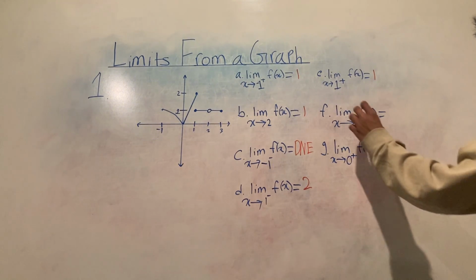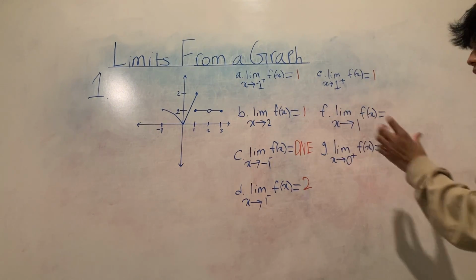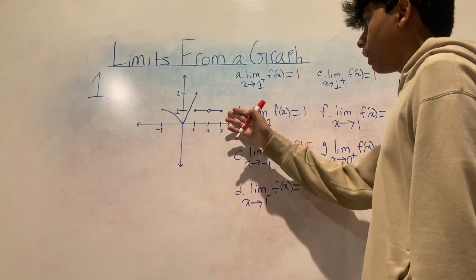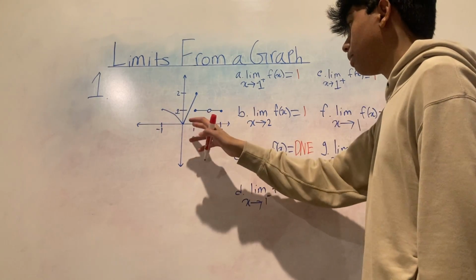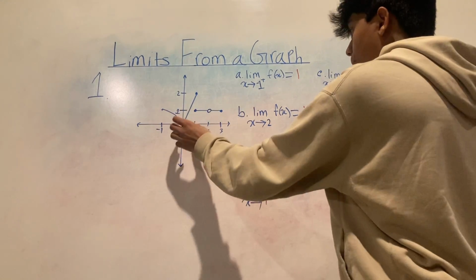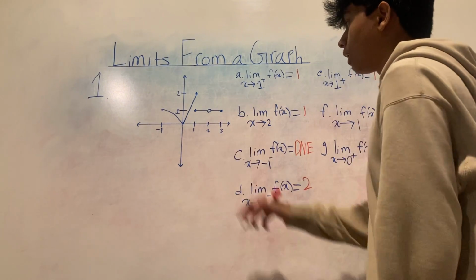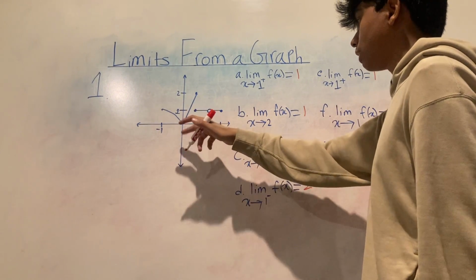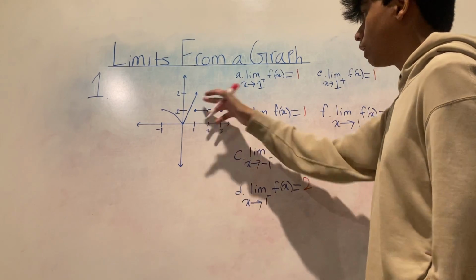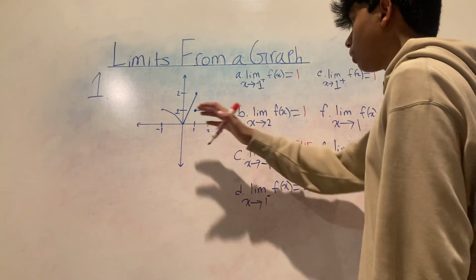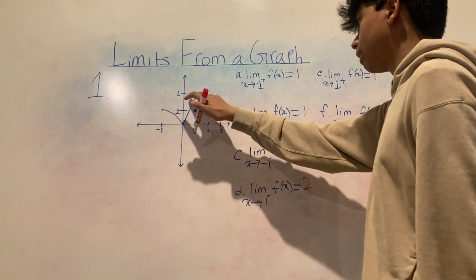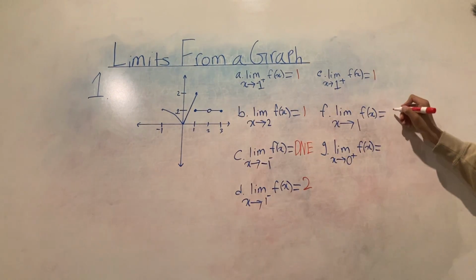And now, limit as x approaches 1 from both sides. So from the right side, it approaches 1, and from the left side, it approaches 2. But the difference is that both of these points are at different places on the y-axis. Since this is at 1 and this is 2, they don't match each other. If there were to be a limit at 1, both of these points should come at 1 or come at 2. So that's why it does not exist.